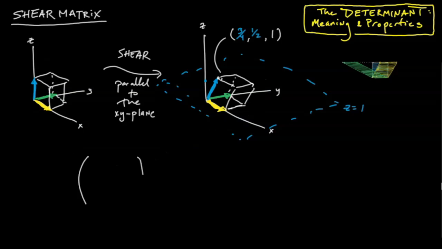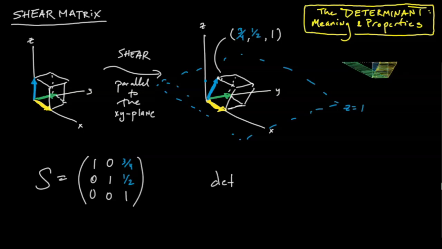It's a 3x3 matrix, of course. i hat and j hat are fixed. They don't move. So we know exactly what the first two columns are going to be. As for k hat, we moved it so that its tip was at this point. So that third column is going to be 3/4, 1/2, and 1. That's our shear matrix. Maybe I'll call it S.